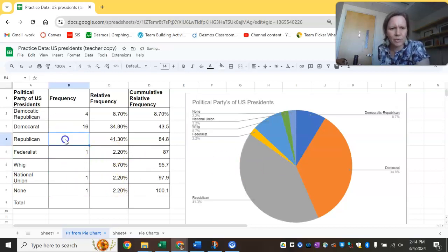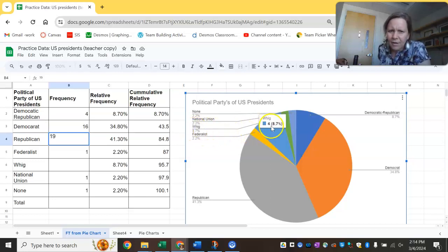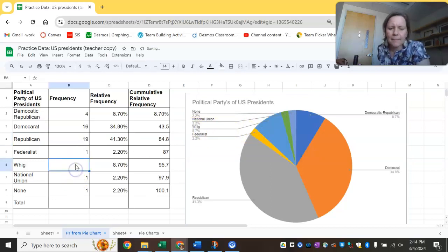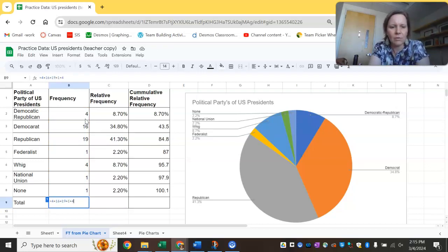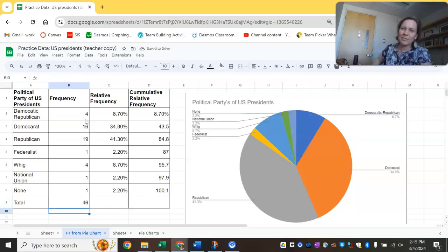And then the Republicans were 19. And my National Union Party, I didn't even know that one was a party. Oh no, that's Whig, sorry. Whigs were 4. And then you do want to make sure those total up correctly. The nice thing sometimes when I use Excel, I like to have it do totaling just to make sure that our numbers make sense. And we do have 46, and we have 46 presidents, so it's good. It worked out. Yay!